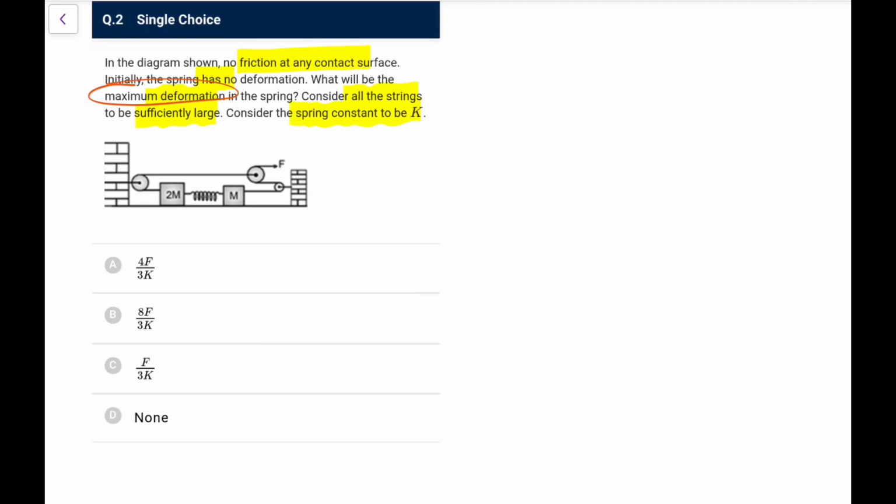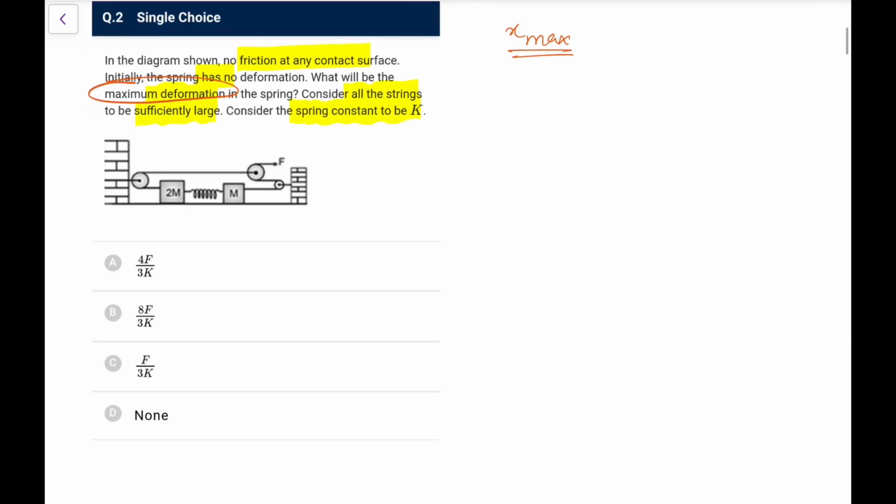So let's assume the maximum extension be x max. Then, first of all, if I draw the FBD, this is F, so this is also F, and this will become 2F. So if I take it here, it would be something like this. This is M, this is 2M, this force acting is 2F, and this will be acting as F. So this is the equation that we are getting, 2F and F.